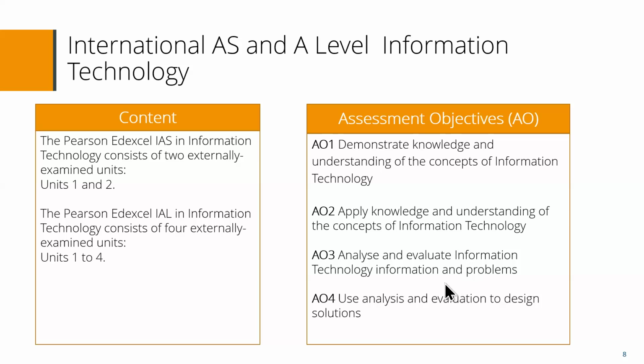AO3 is analyze and evaluate. In other words, weigh up, judge, far more sophisticated, because not only do you have to look at something, but you have to say, well, okay, is this the best solution? Is there an alternative solution? Analyze ones usually require you to use the word because, or variations of it, somewhere in your answer, because that allows you to explain what's going on. We'll look at that later as well, another thing we'll look at in due course. And then use analysis and evaluation to design solutions is the most high-level skill that we want them to do.